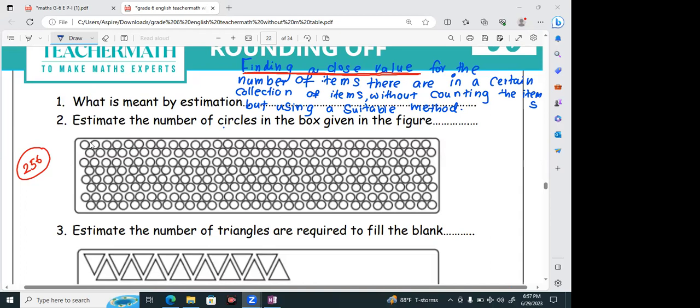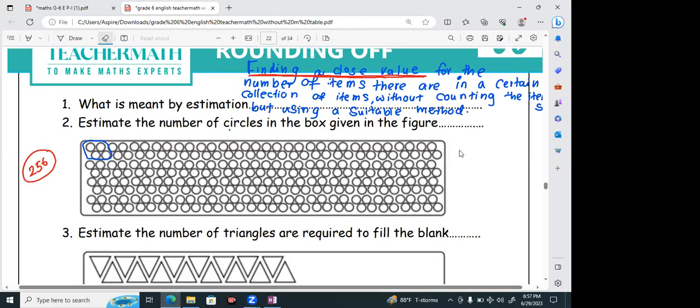Okay, let's see. Look, I take this as a unit. That means there are 4 circles in a 1 unit. Did you take it like that? Yes, teacher. Okay. Then how many units are there?